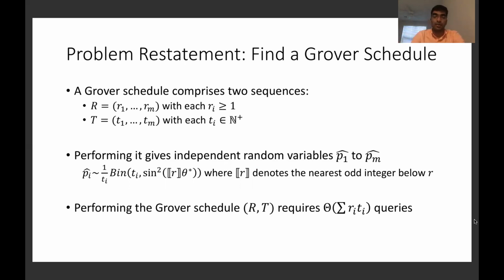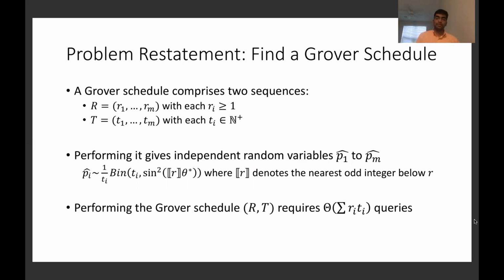So one small thing to note is that in our definition, we allow the Ri values to be real numbers, but then, like we mentioned, we can only obtain odd integer multiples of theta star in our sine squared bias term. So just to accommodate this, we notate the nearest odd integer below r by this value that you see on the slides.